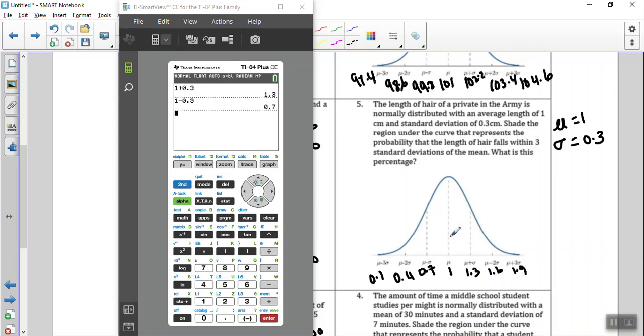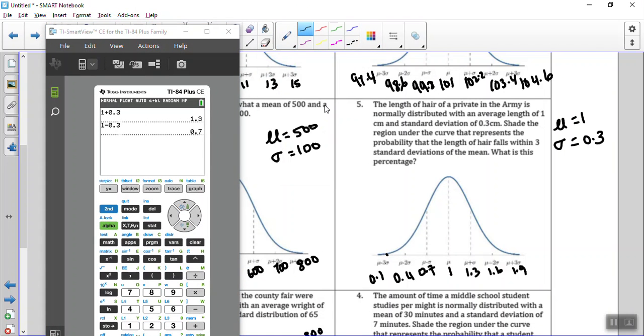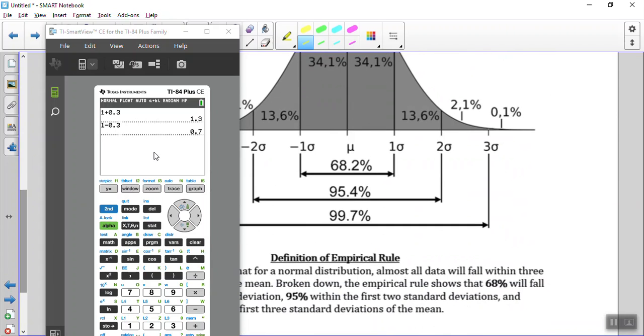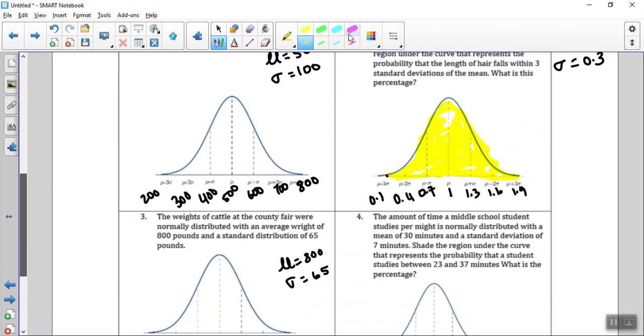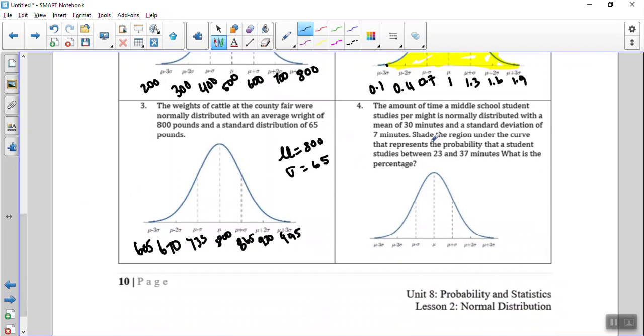Okay? And then it's saying shade the area under the curve that represents the probability of length within 3 standard deviations. So we count by standard deviation. This is 1 standard deviation, 2 standard deviations, 3 standard deviations. So it's asking us to shade, let me get a little highlighter here, from here all the way until 3 standard deviations. Okay? And over here, if we go back to the first page, it tells us that if we are 3 standard deviations from the mean, you're at 99.7%.